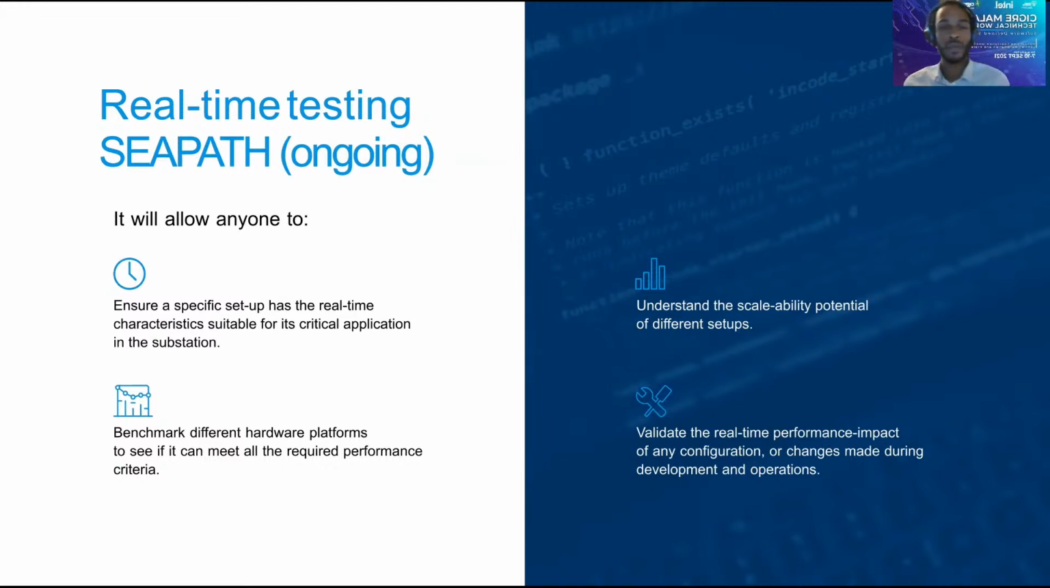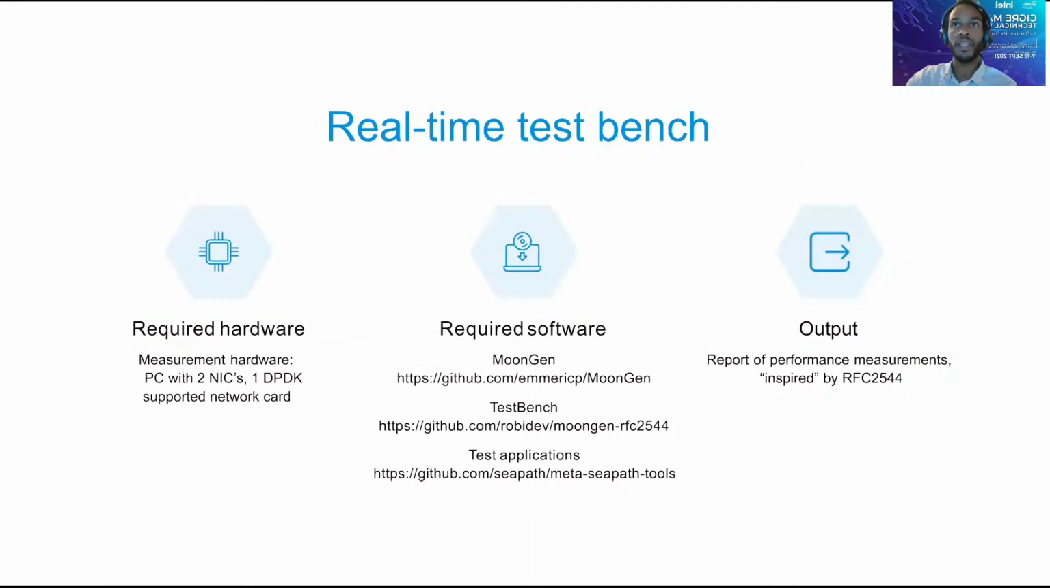However, how do you ensure that your application with this type of hardware is working well? So that's the idea of the real-time testing in CPATH that is ongoing. The idea is to build a test bench based on DPDK, MoonGen, and RFC 2544 to be able to monitor the performance of the applications that are hosted in the platform. Here we are talking about network performance.